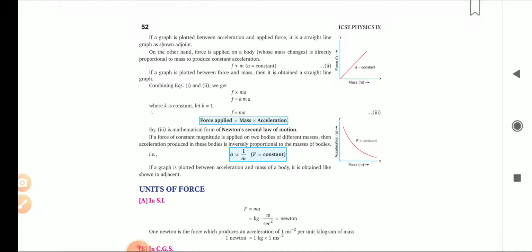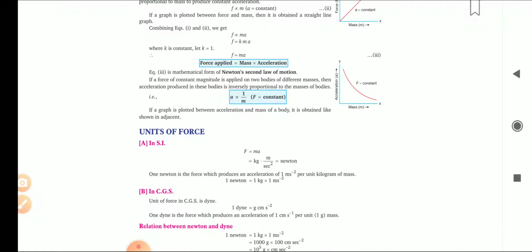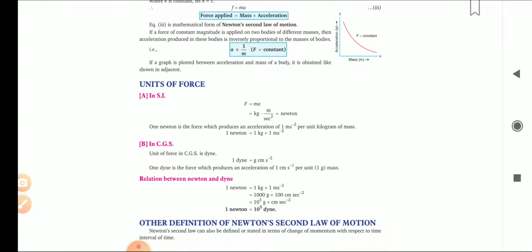On the other hand, if force is applied on a body whose mass changes, to produce a constant acceleration, the force is directly proportional to the mass. So it is directly proportional to mass also, mass and force, if acceleration remains constant. So combining these two, F is directly proportional to ma, so F equals kma. One proportionality constant we have taken, and the value of k we have taken as 1, so we get F equals ma. So force applied equals mass into acceleration. So this is Newton's second law of motion.